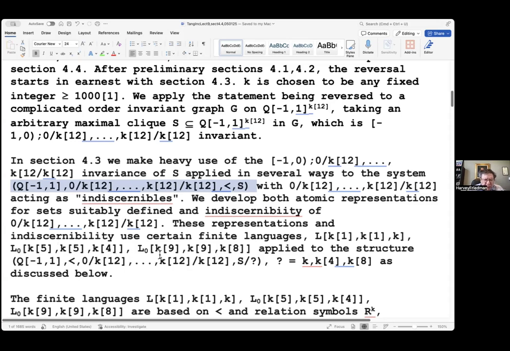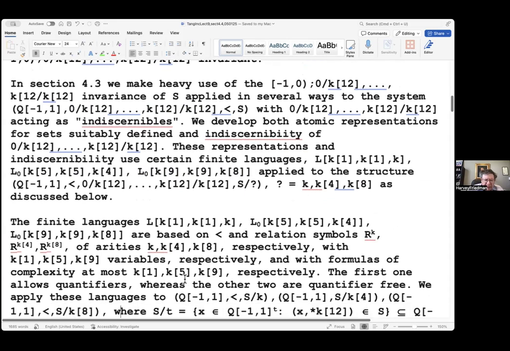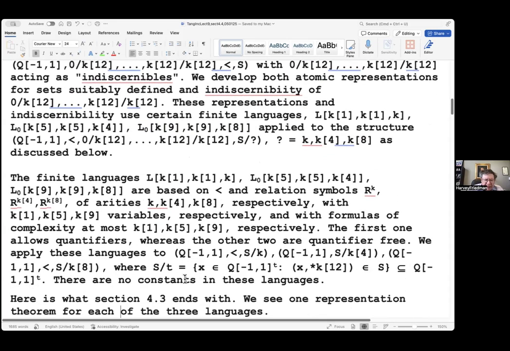But the zero means that we only care about the quantifier-free part. So it's only the quantifier-free part that we care about with these other two languages. This language, we have quantifiers. These are auxiliary languages. We bring them in because we have to prove a lot. We want to prove what we want about the main language. So these finite languages are, well, I'm repeating myself.